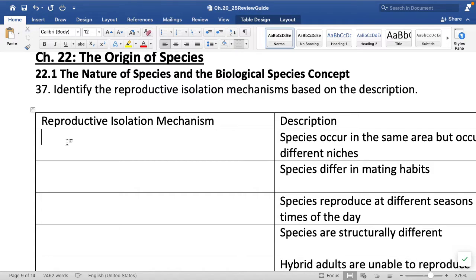Okay, reproductive isolation mechanisms. Species occur in the same area but occupy different niches. Geographical? Allopatric? Is that what it is? Occur in the same area. Sympatric, right? No, that's in a different section. Is it like gene pools? Nope, that's changes in time. Ecological? Yes, ecological.